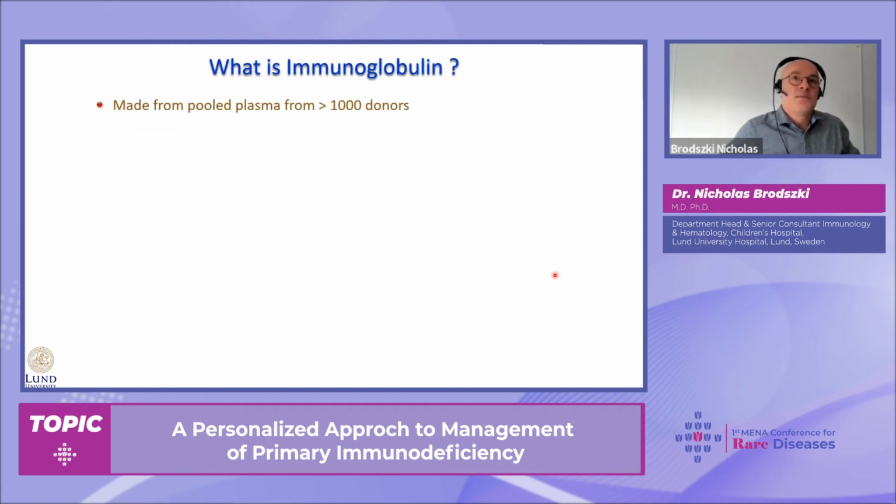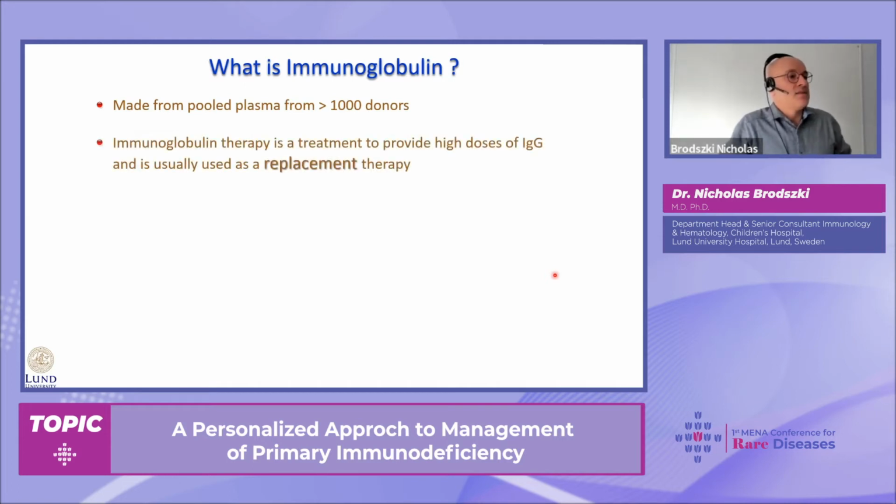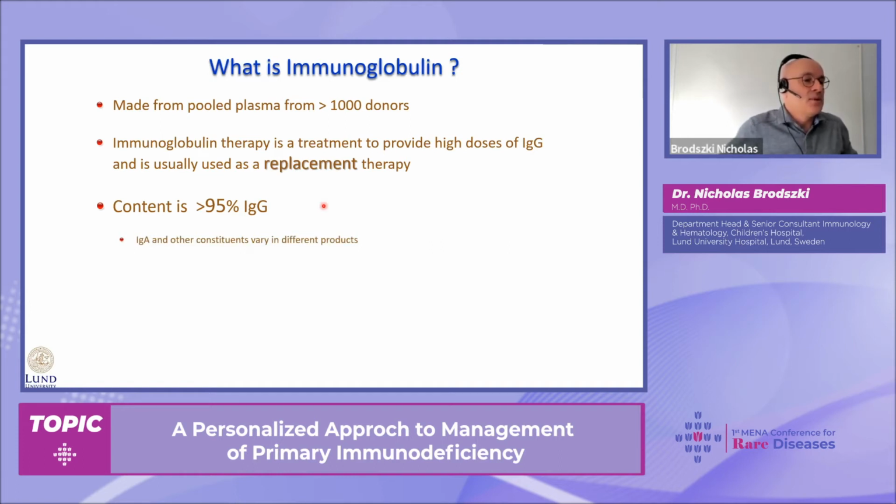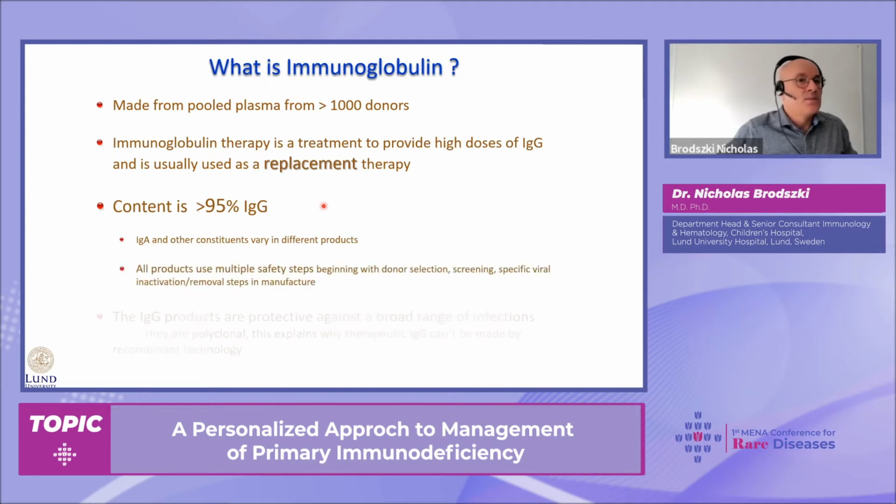So it's not going to treat your patient's deficiency. It's just going to replace what is missing, and you have to replace it continuously. The content is more than 95% IgG. So remember, you cannot give this to a patient who has IgA deficiency only, because this doesn't contain IgA, it contains IgG, or there are minute amounts of IgA, but that's not really relevant in most of the cases. They are all very safe, and it's important to remember that immunoglobulin will protect your patients against a broad range of infections. The question which I'm always getting is, to whom shall I give, Nicholas?